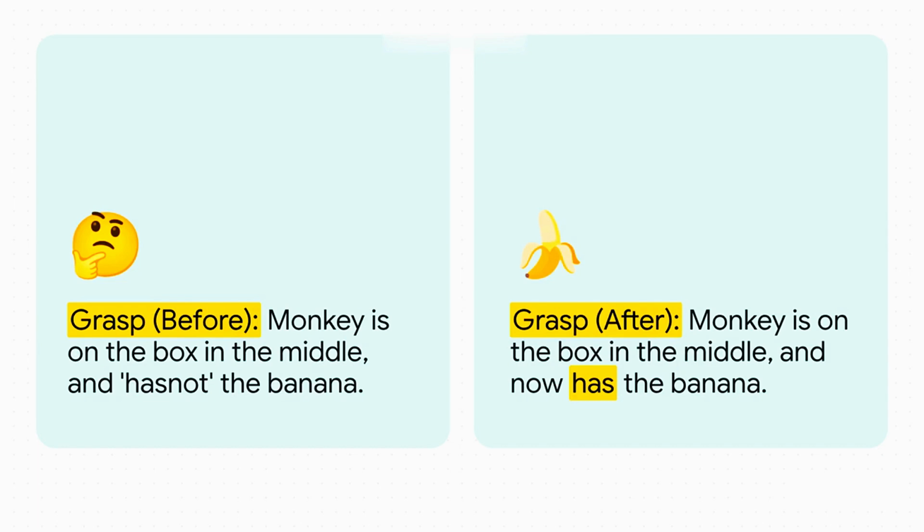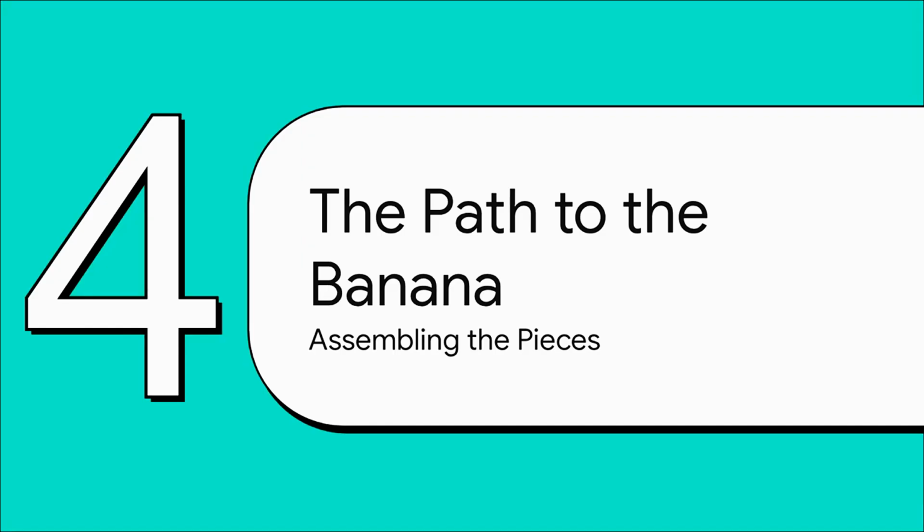It's only possible if, and only if, the monkey is in the middle of the room, is on the box, and doesn't have the banana yet. If all of those things are true, this move makes the final, crucial change to the state. Has not becomes has. And that's it. Game over, we've won.